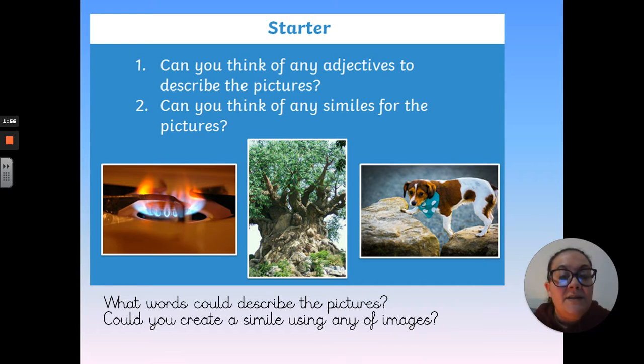Are there any more that you could think of? Could you think of any similes to describe it? So you might describe something as being as hot as fire. Okay, so that would be an example. What words can you use to describe the pictures? Can you create a simile? That's not the learning for today, that's just a starter to get you thinking. So you can pause it here if you want to.